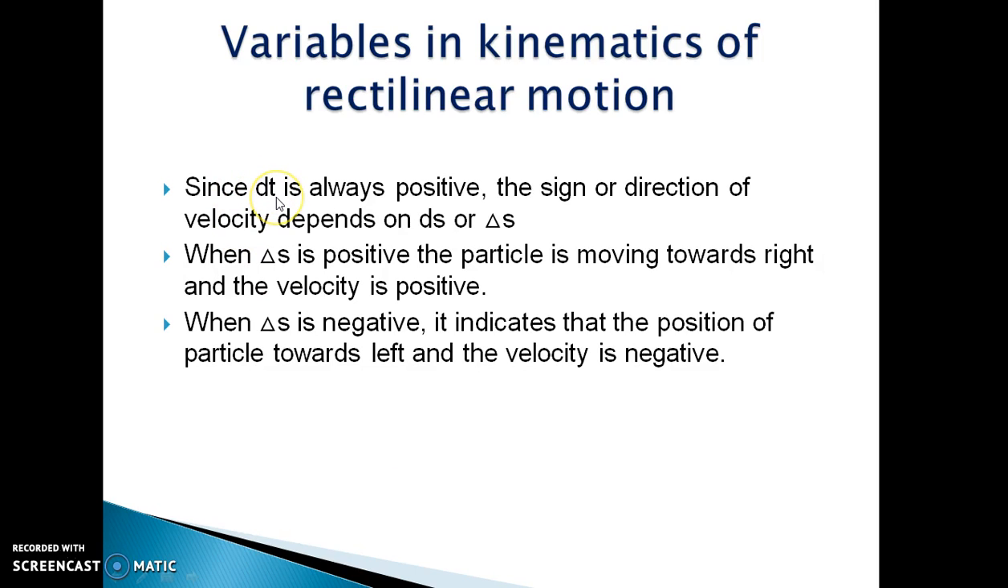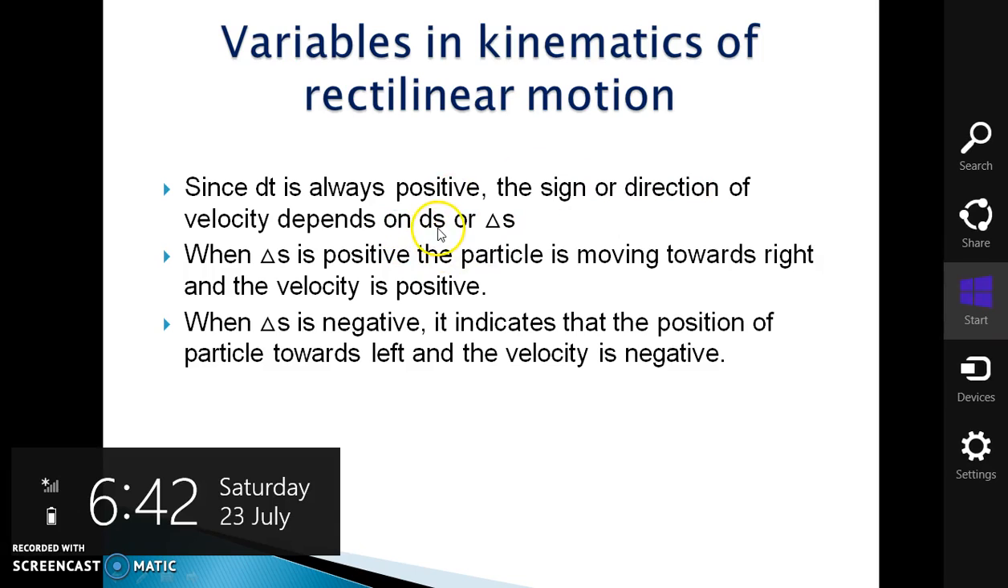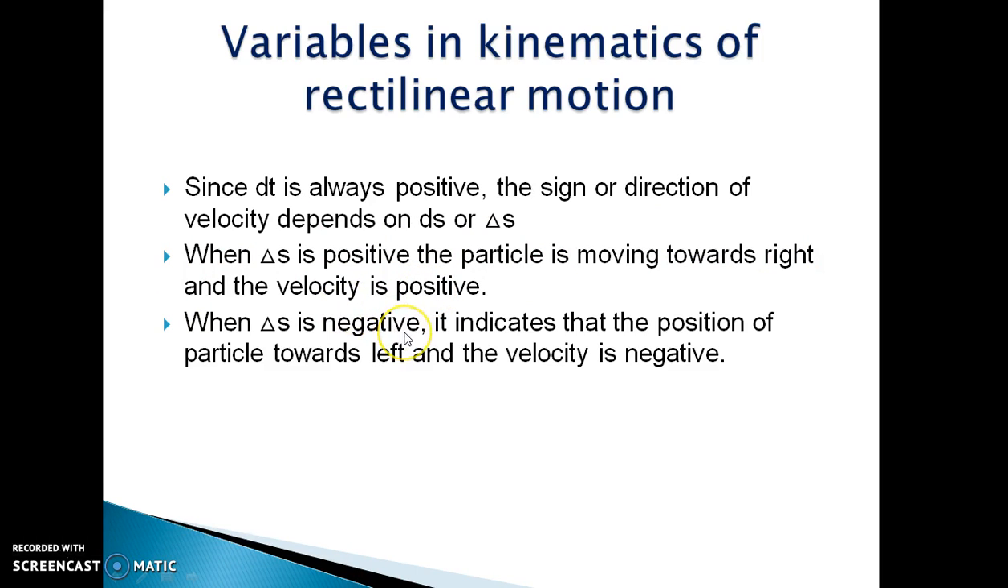Let's check out the sign conventions for velocity. Since delta t is always positive, the sign or direction of velocity depends on delta s. When delta s is positive, the particle is moving towards the right and the velocity is positive. When delta s is negative, it indicates that the particle is moving towards the left from its origin, and so the velocity is negative.